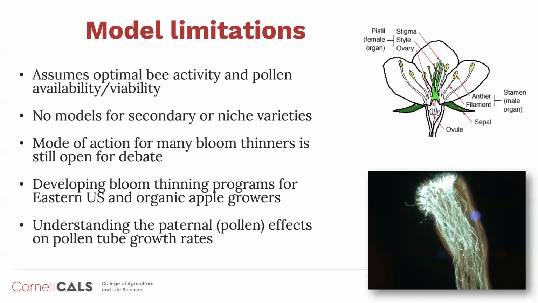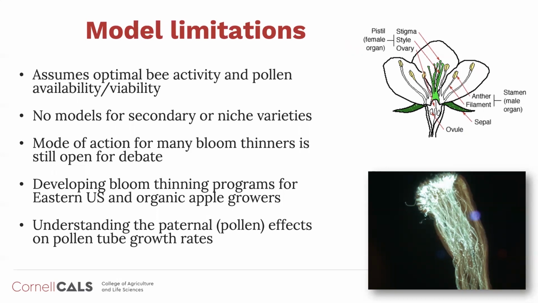But I do want to point out just some of the known limitations. We talked about bee activity and pollen availability, so I'll skip over that. We only have models for those 7 varieties right now. There's work underway for developing additional models, and also some work that we're trying to do in my lab to develop a universal or generic model that may not be as precise as a cultivar-specific model, but one that could be used for, we just grow so many more different types of apple varieties here in the eastern US.